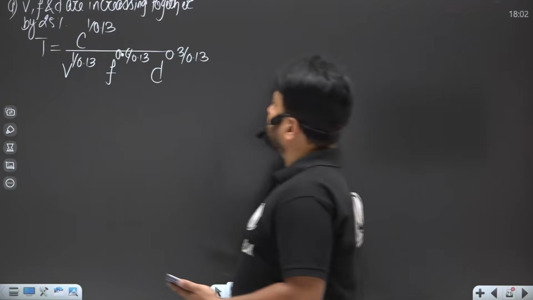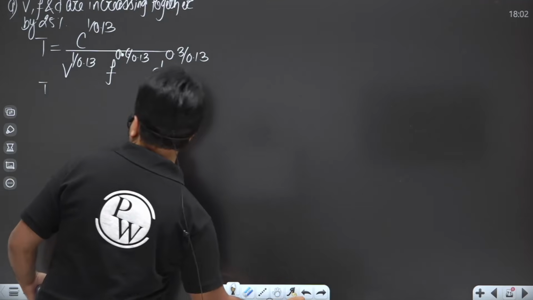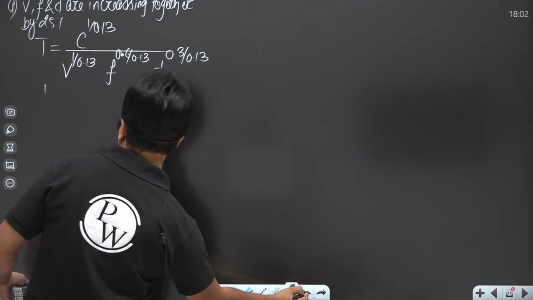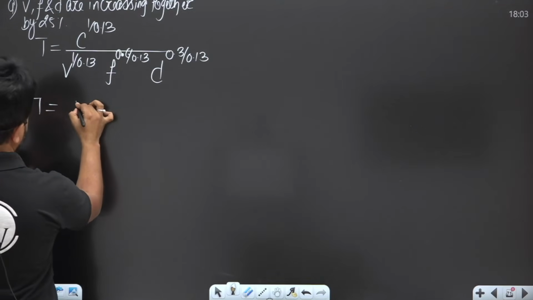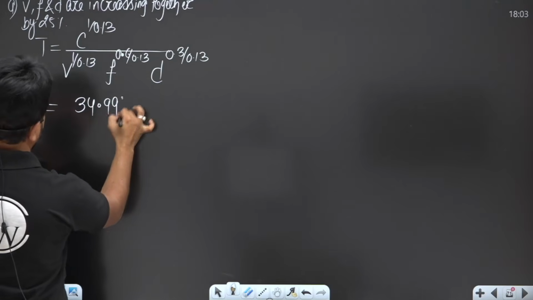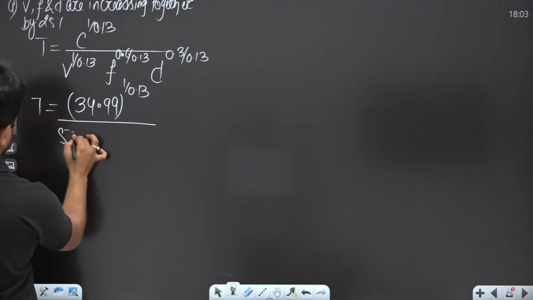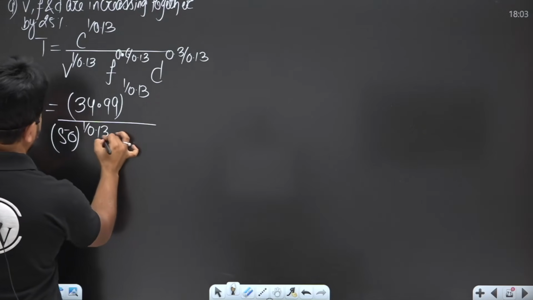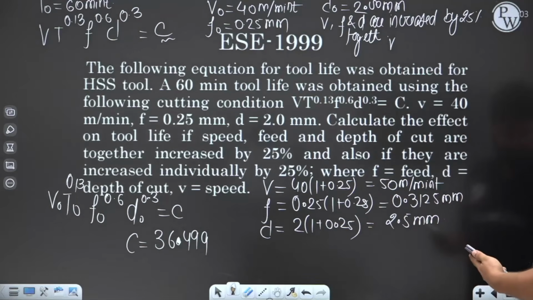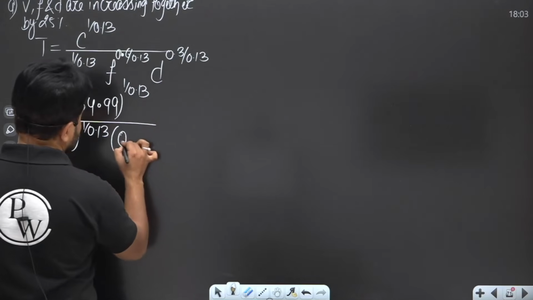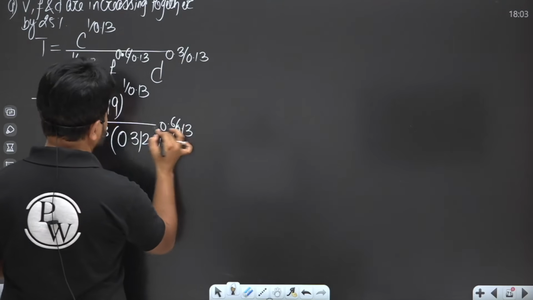Now, what will be the tool life, my dear student? Here just put the value of C. So T equal to C, that is 34.99 to the power 1 divided by 0.13. Velocity is 50 to the power 1 divided by 0.13. Feed is 0.3125 to the power 0.6 divided by 0.13.